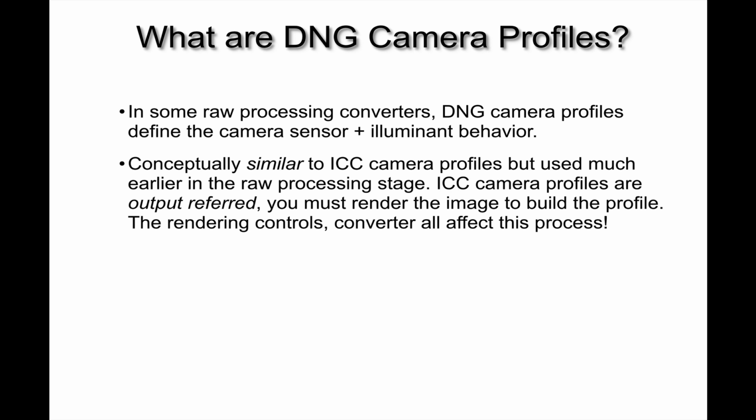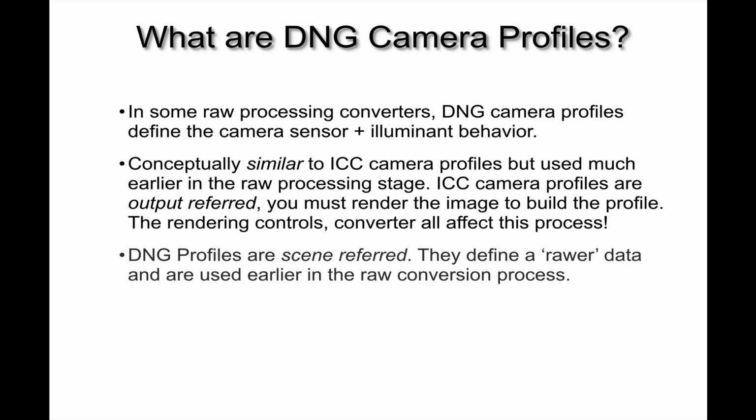DNG camera profiles are quite different. They define how the camera and sensor and lighting are affected much earlier in the RAW processing stage. DNG camera profiles are known as scene referred. Basically, what that means is they define a process that takes place much earlier in the RAW processing pipeline. I've used the term that they define a raw or data, and that is true compared to an ICC camera profile.